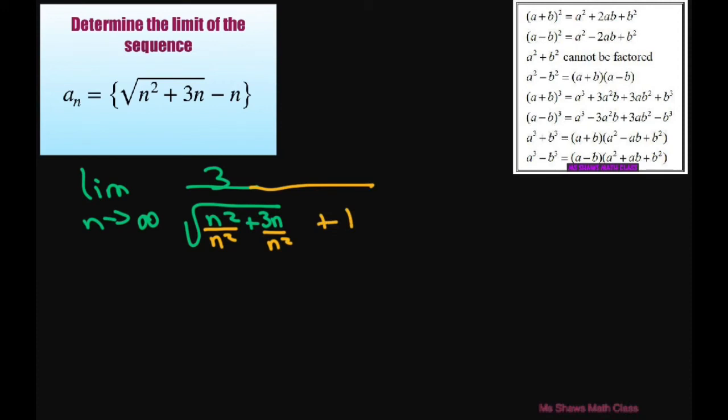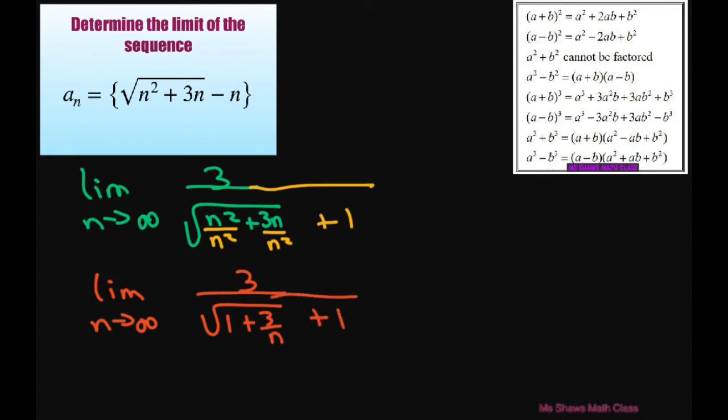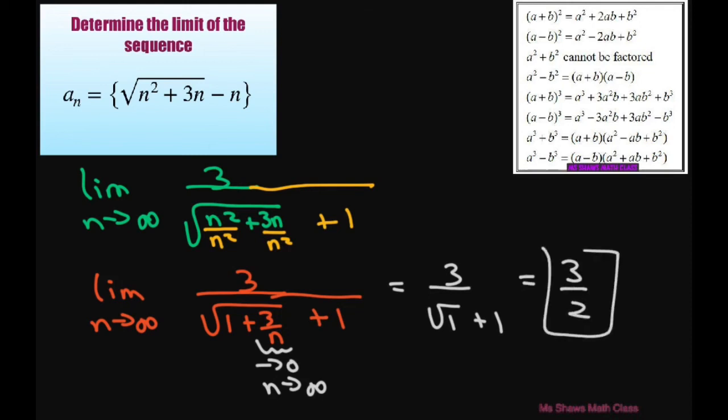All right. So this is going to give me the limit as n approaches infinity of 3 divided by the square root of 1 plus 3 divided by n, and then we have this plus 1. Now, this part right here is going to go to 0 as n approaches infinity. So what we're going to get is 3 divided by the square root of 1 plus 1, which equals 3/2. And this is your limit.